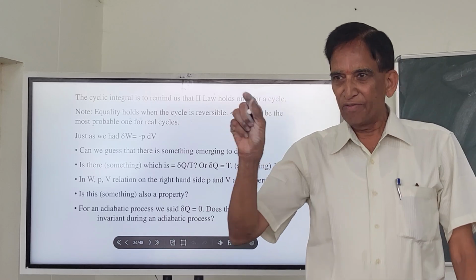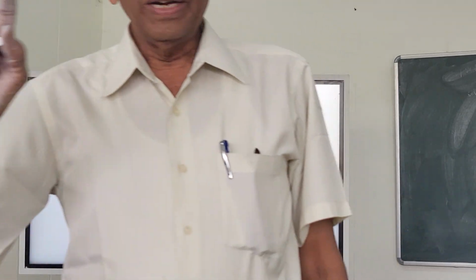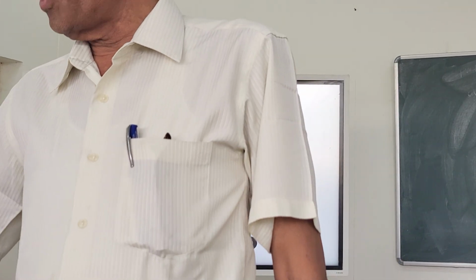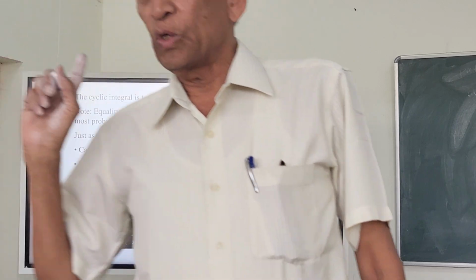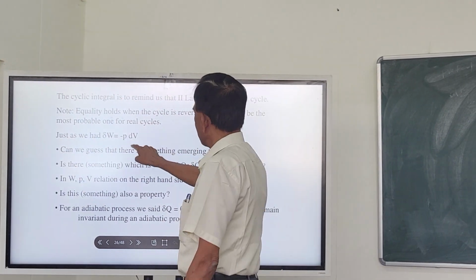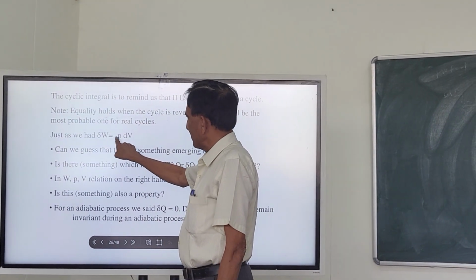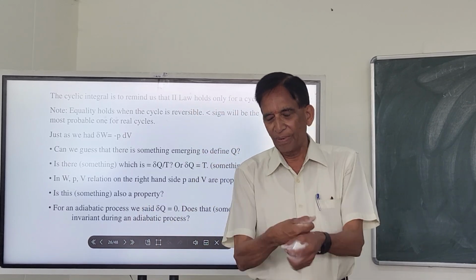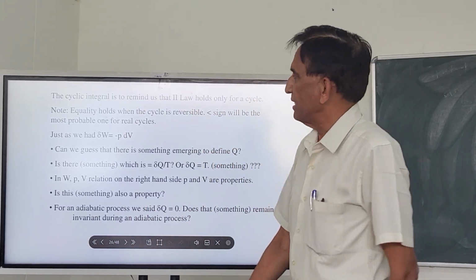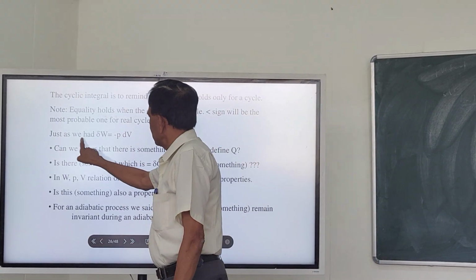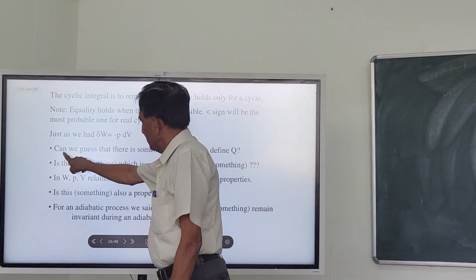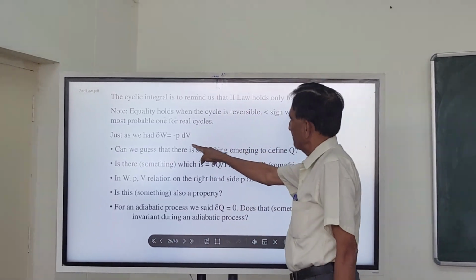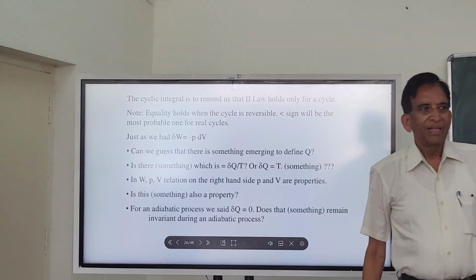Work is the negative integral of p dv. You remember that? We put the negative sign because that is the IUPAC sign convention. So W is equal to negative of p dv, because when you have positive pressure and dv has to reduce in compression, the work has to be negative. So can we guess that delta W equals minus p dv?